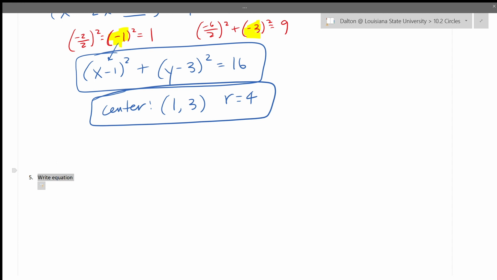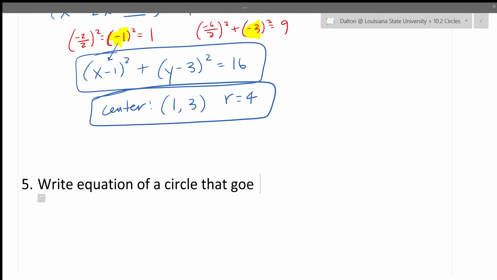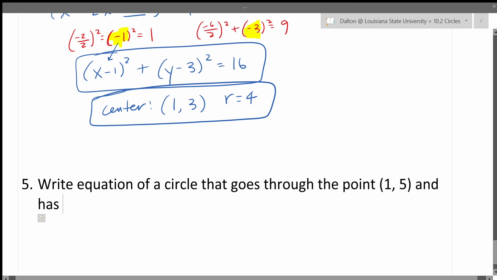Just a little bit bigger. Okay, I want you to write the equation of a circle that goes through the point 1, 5 and has a center at -2, positive 1.